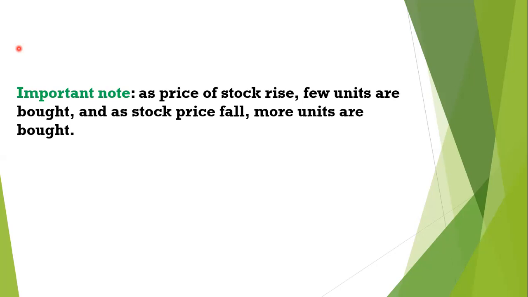So that's how it works. When the price goes up, you buy fewer units. When the price goes down, you buy more units. So if it's something fixed, you want to do purely dollar cost average, and then you buy regardless whether the price is up or is down.